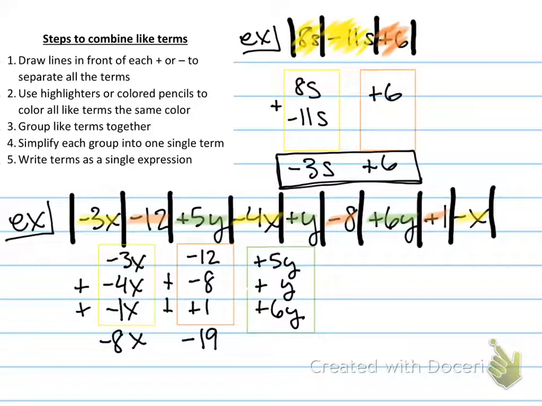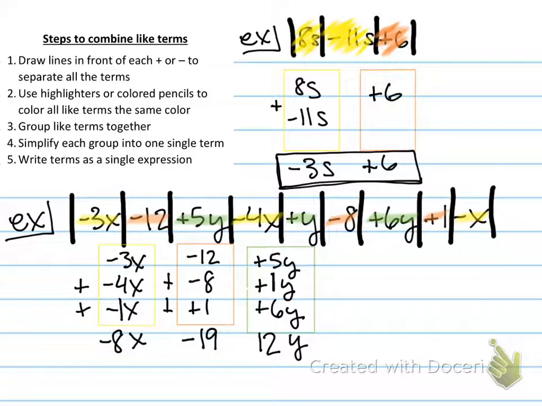And then my green box, 5y plus y plus 6y. I know that there is an invisible 1 in front of the y that didn't have a number. So I'm looking at 5 plus 1 plus 6. That is 12. And so now all I have to do is write the terms as a single expression.